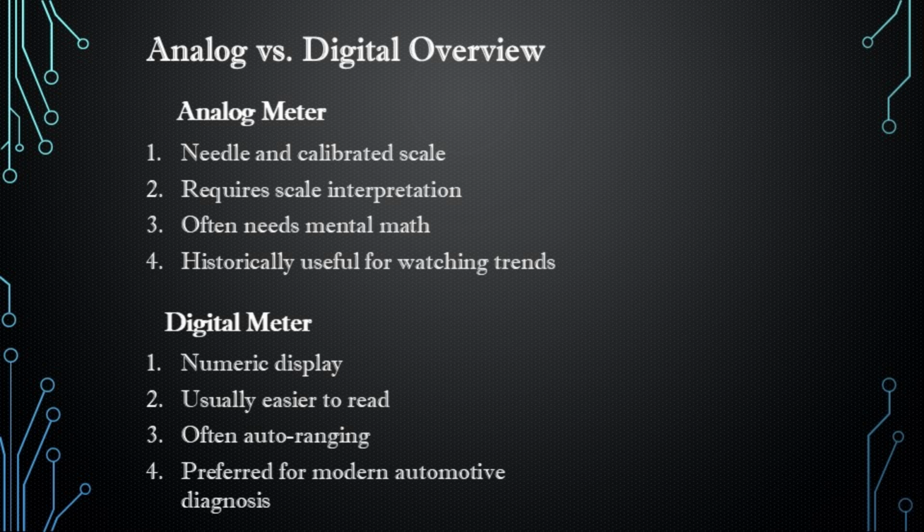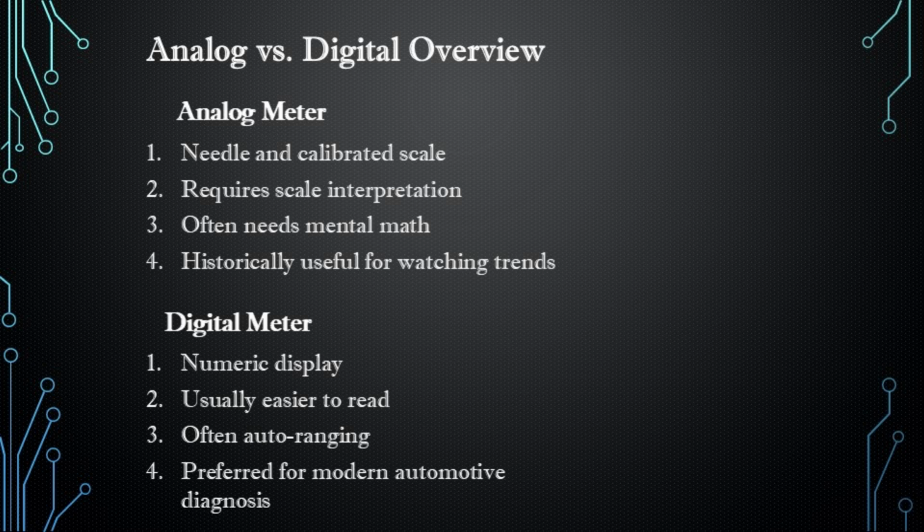Now compare that to a digital meter. A digital meter gives you a direct numeric display. That makes it easier to read, easier to teach, and easier for most students to trust. Many digital meters are also auto-ranging, which further reduces the chance of setup error. So from a training standpoint, digital meters are easier to bring students into. From a diagnostic standpoint, they are also better suited to modern automotive work. That does not make analog meters unimportant historically, but it does explain why digital meters became the standard and stayed there.